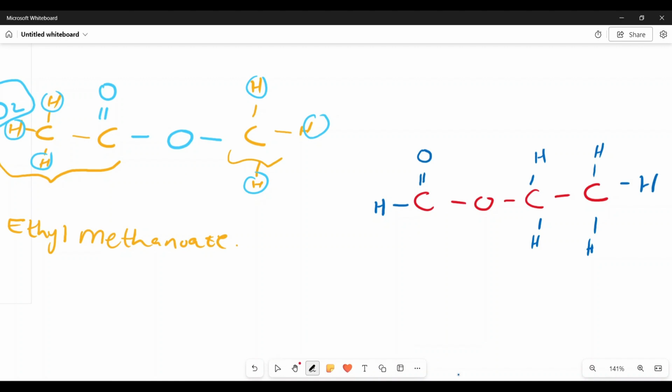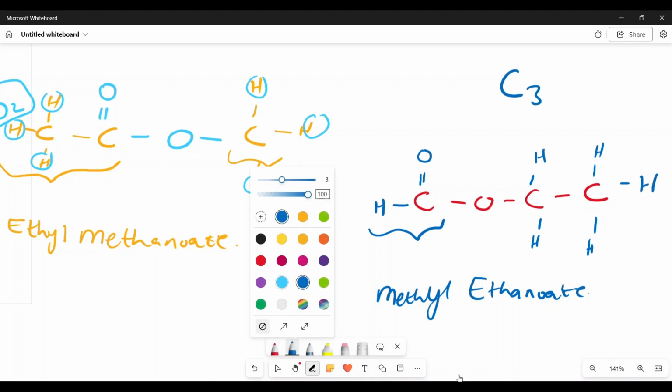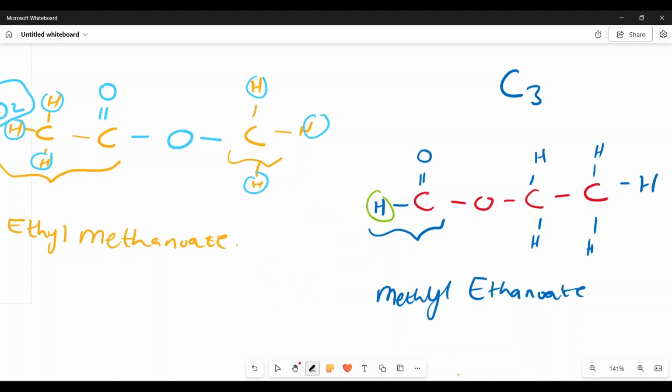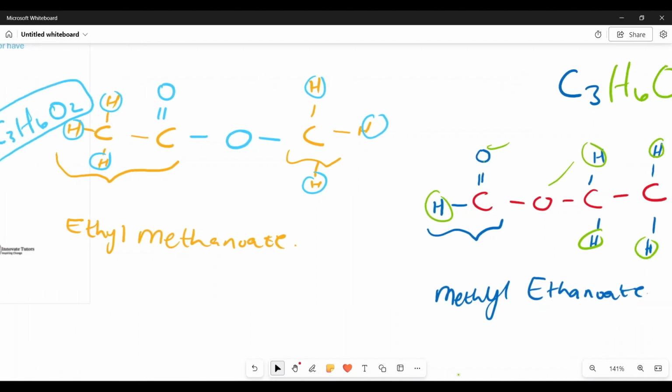Now, if I were to write down the IUPAC name of this, I'm going to start with naming this part, right? I have only 1, so it would be methyl. Here I have 2, right? So it would be ethanoate. Now, let me write down the molecular formula of this. I have 3 carbons. Let me count my number of hydrogen atoms: 1, 2, 3, 4, 5, 6. And here my oxygen, it's 1, 2. So can you see that this is the same as the others? All right.